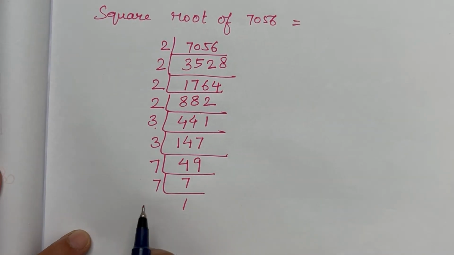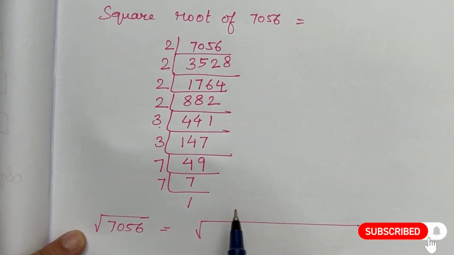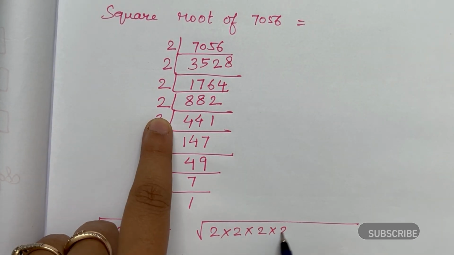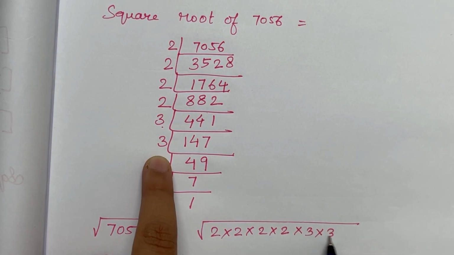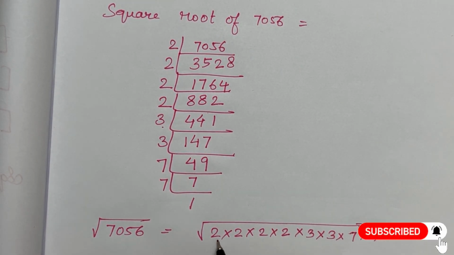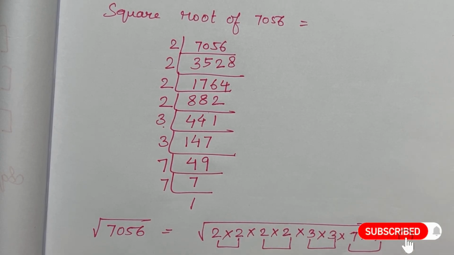Okay. So now we'll write square root of 7056. We'll write all the prime factors here. 2 multiply by 2 multiply by 2 multiply by 2 multiply by 3 multiply by 3 multiply by 7 multiply by 7. Okay, now we have all the pairs here. Pair of 2, pair of 2, pair of 3 and pair of 7. Okay, no number left.